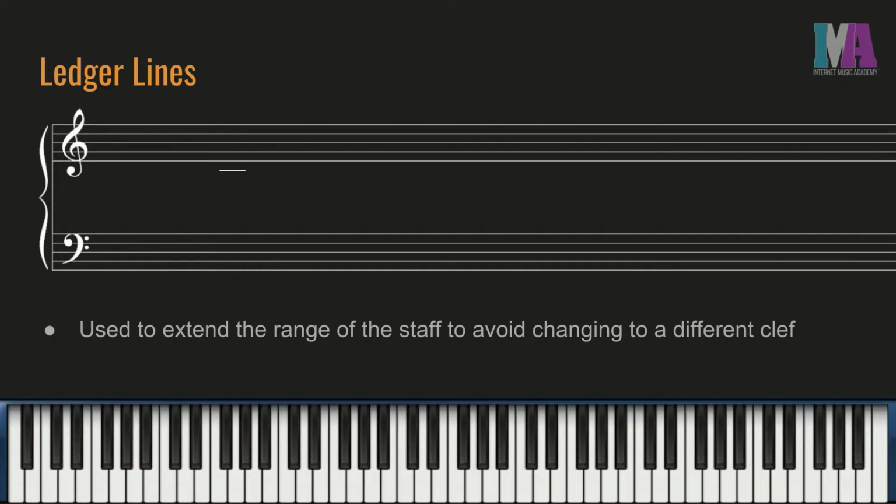For example, in treble clef, the bottom line of the staff is E. The note right below the staff is D, and if we continue down to the first ledger line, we come to middle C.